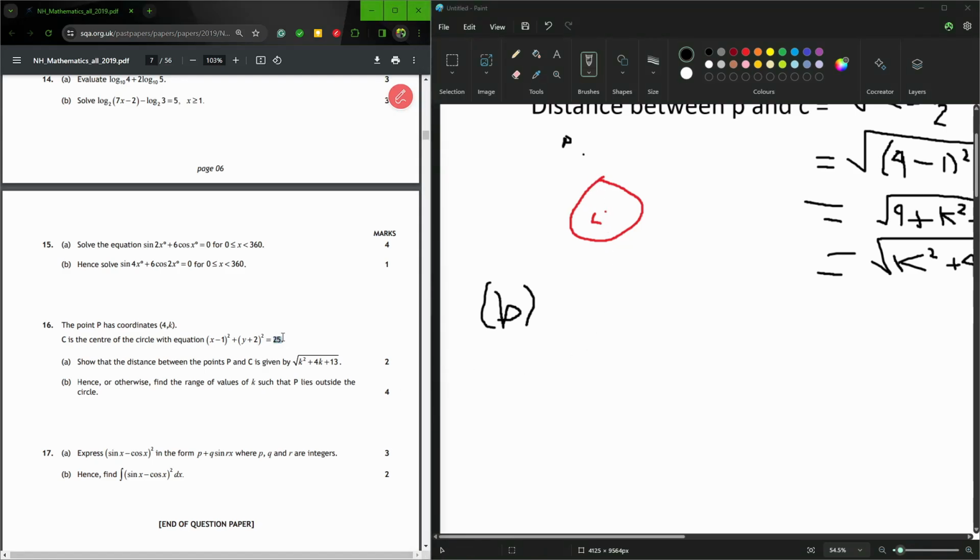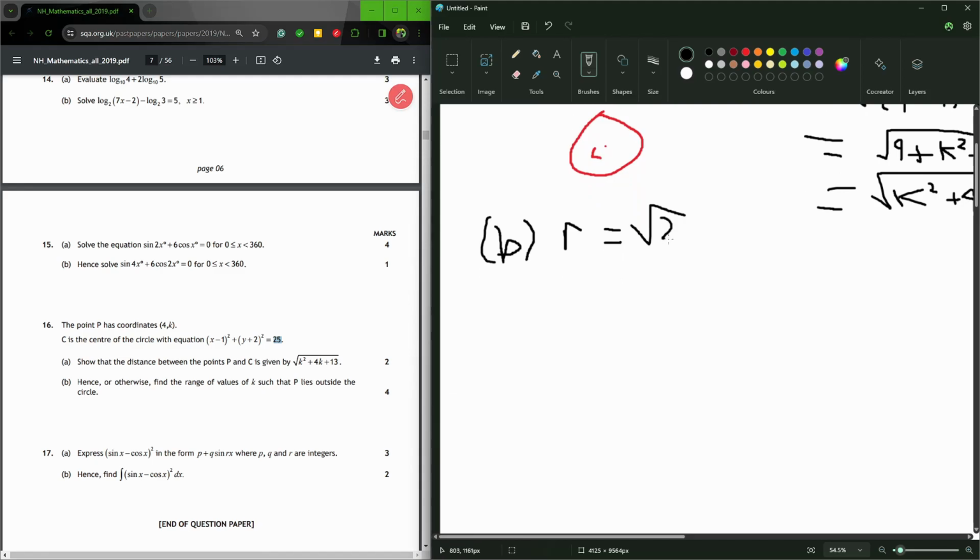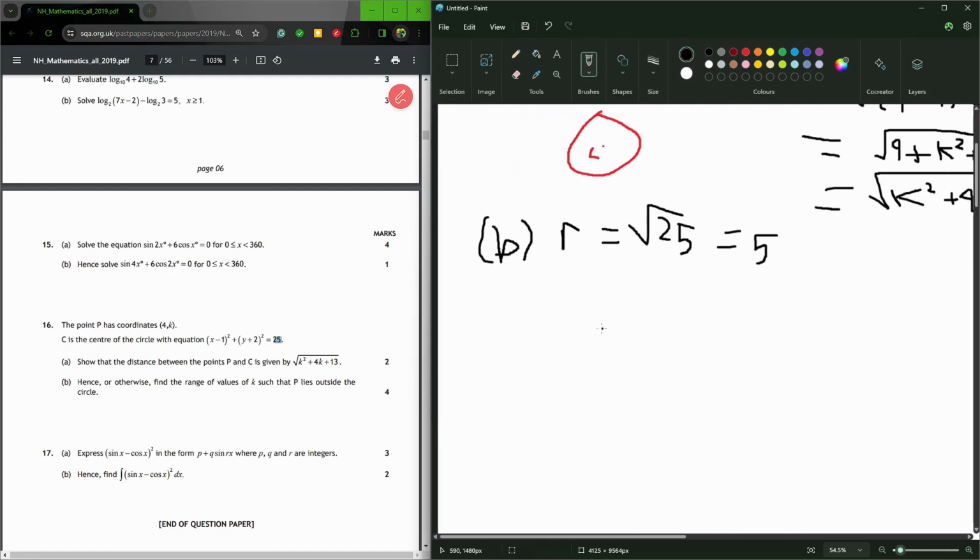The radius squared there is 25, so the radius must be 5. So I'm going to say radius equals root 25, so that's equal to 5, right? So we know the radius is 5. And then we want this distance formula here to be bigger than 5, so it's outside. So that means root of k squared plus 4k plus 13 is bigger than 5.